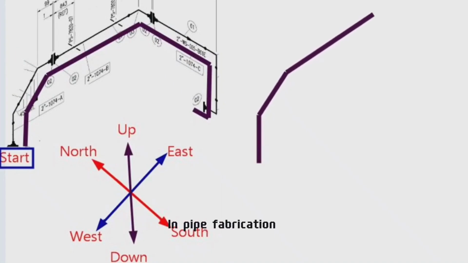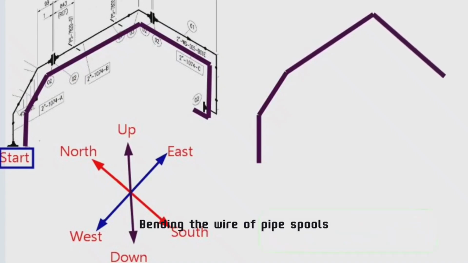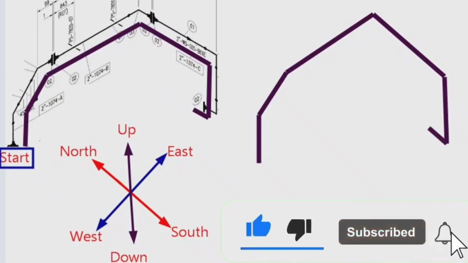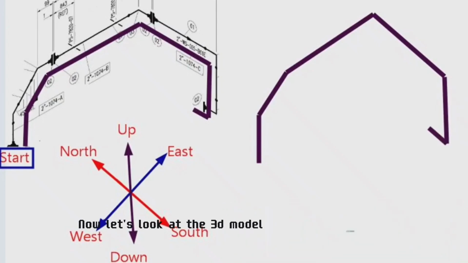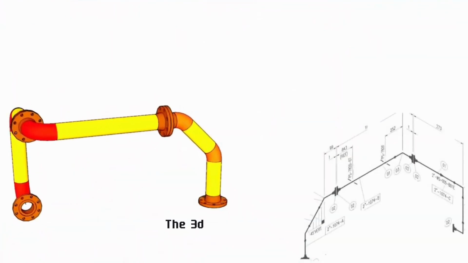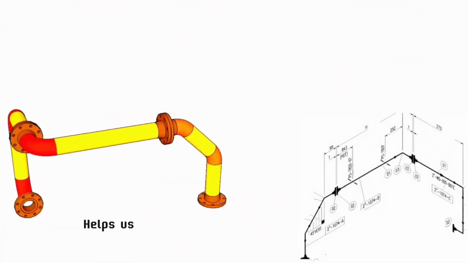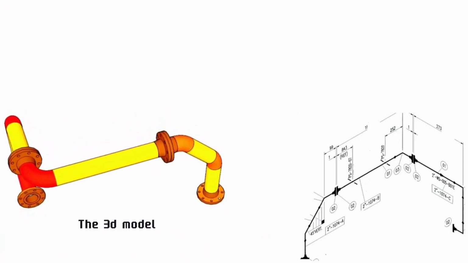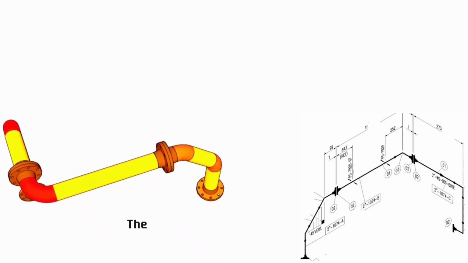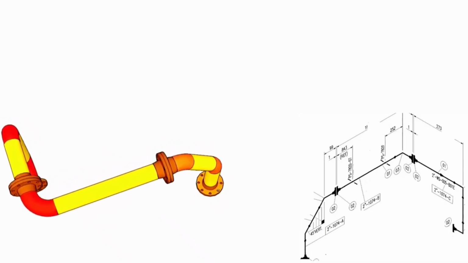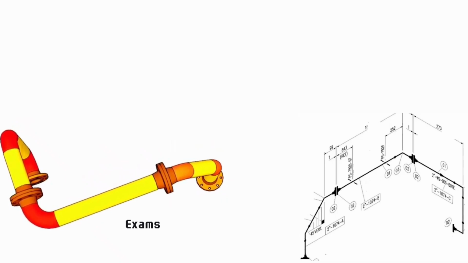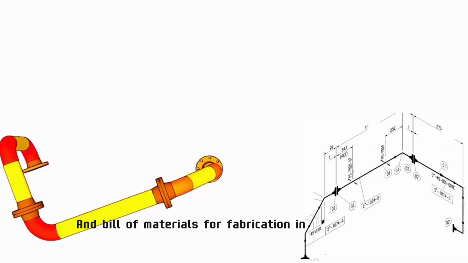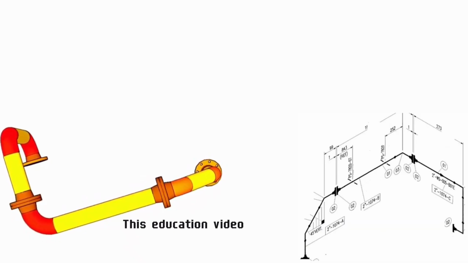In pipe fabrication, pre-bending the wire of pipe spools provides the pipe fitters with detailed information about the view of the pipeline. Now, let's look at the 3D model view of this pipeline. The 3D view of the pipeline helps us understand pipeline isometry more easily. By comparing the 3D model of the pipeline with the pipe isometric, the pipe drawing can be easily read. Most of the time, on-the-job exams require reading pipe drawings and bills of materials for fabrication. This education video is finishing here.